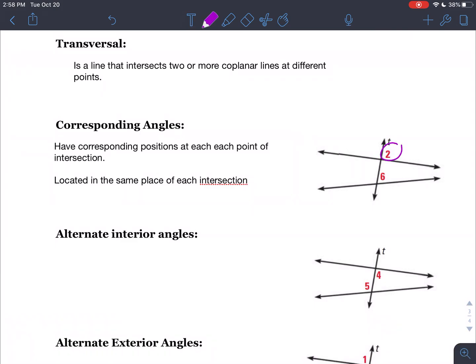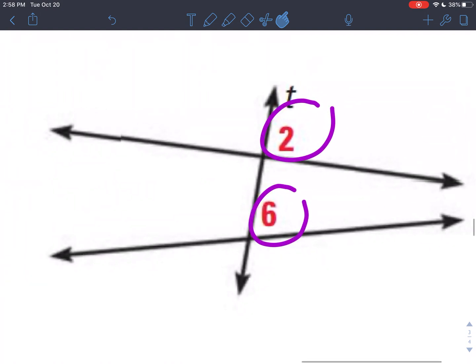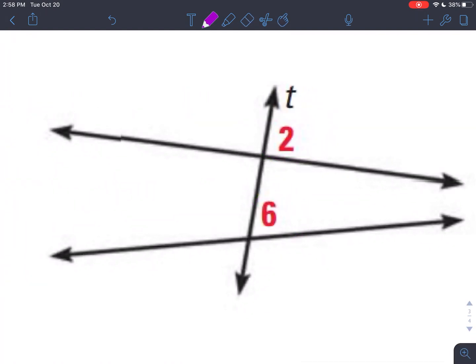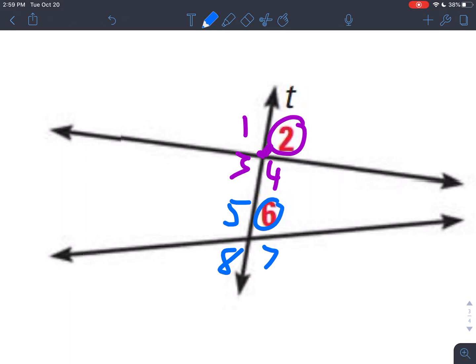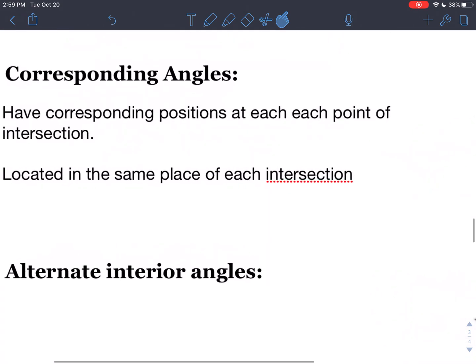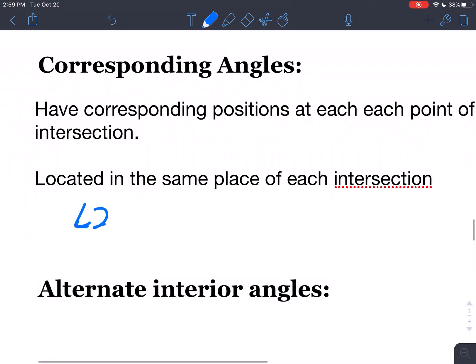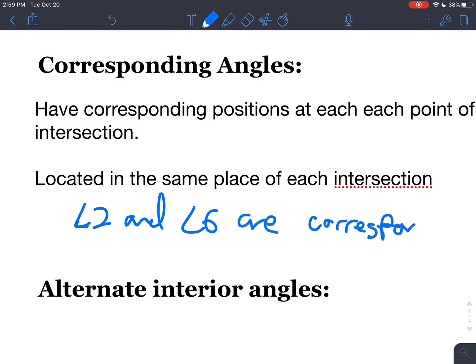So, our 2 and 6 are corresponding angles because, if you look at them, let's zoom in here. 2 is in the upper right-hand corner because I have 1, 2, 3, and 4, right? It's in the upper right-hand corner of this intersection. The same goes for angle 6. If I had 5, 6, 7, and 8, 6 would be in the upper right-hand corner of that intersection. So they are in corresponding positions. So angle 2 and angle 6 are corresponding angles. Let's pretend like you can read that for a minute.